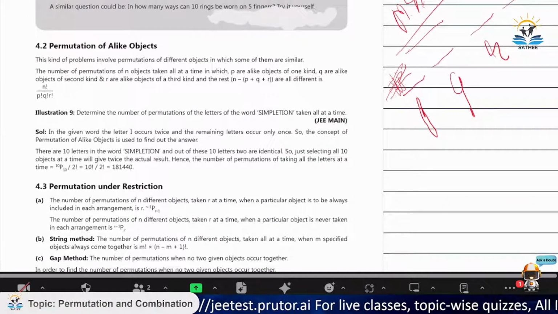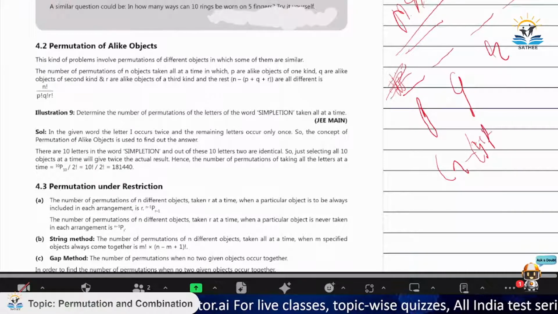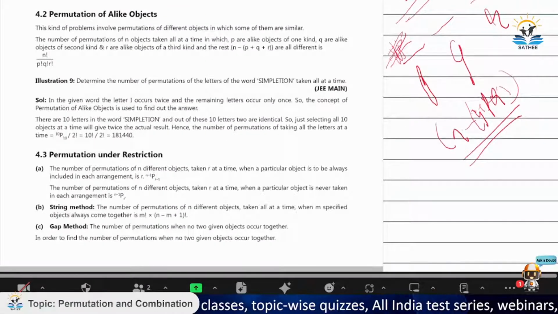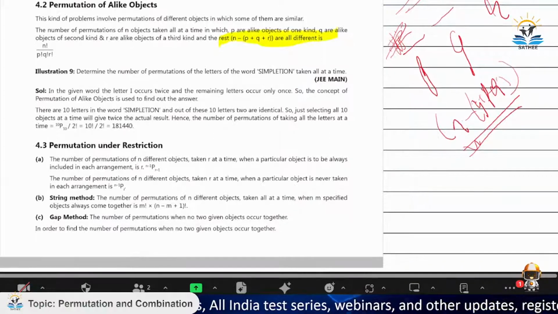And also there's a condition here कि जो बचे हुए ऑब्जेक्ट्स हैं, n minus (P plus Q plus R), ये सारे डिफरेंट हैं. So there is a condition applied here. So this is something you should remember. I'll highlight this for you guys. Okay. Now moving on, let's do a question over the same.